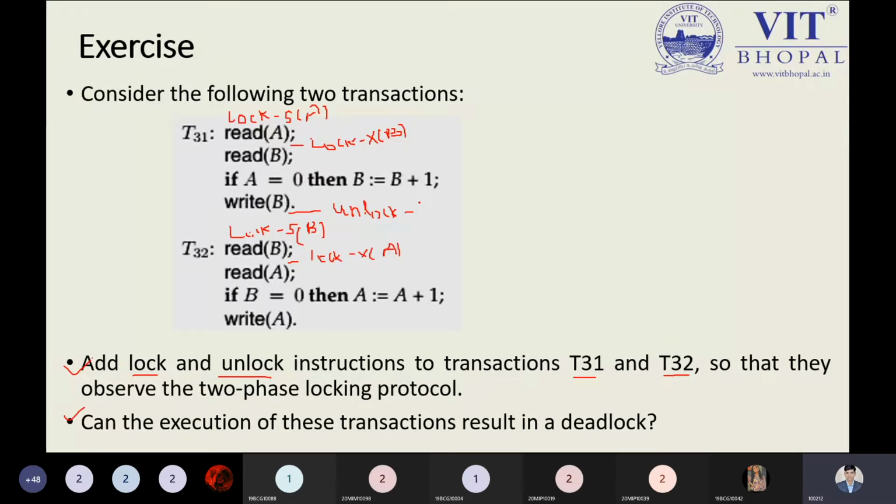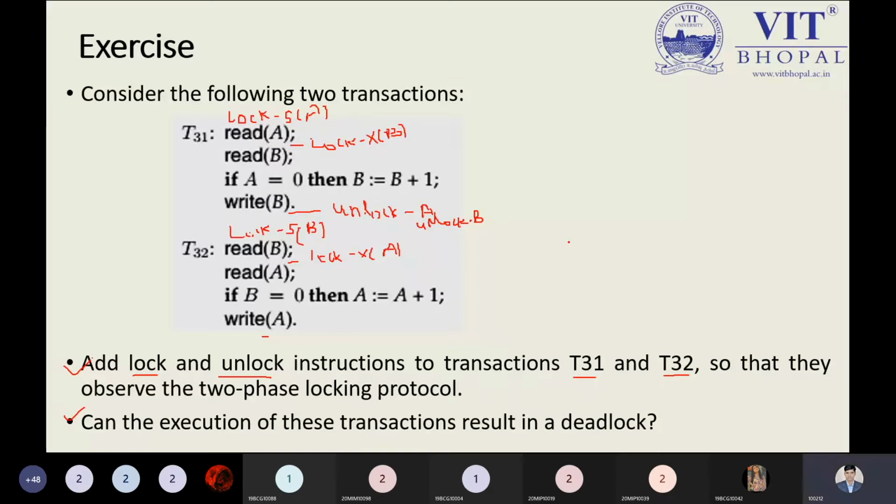First we are closing A, and then we will close B. Depending on the situation and what you want to do, you can use unlock A, then unlock B. It's your choice. So this is a simple example which we have seen. And now you can also do the same thing over here. My question was: can the execution of these transactions result in a deadlock?